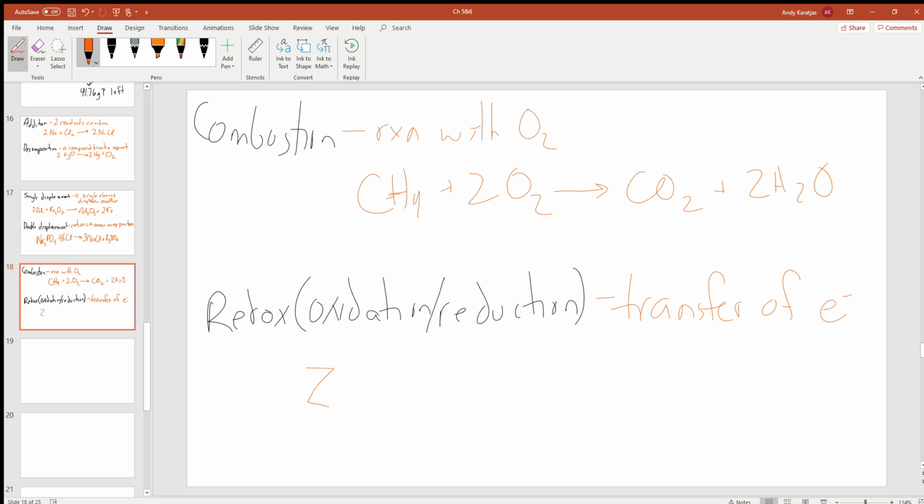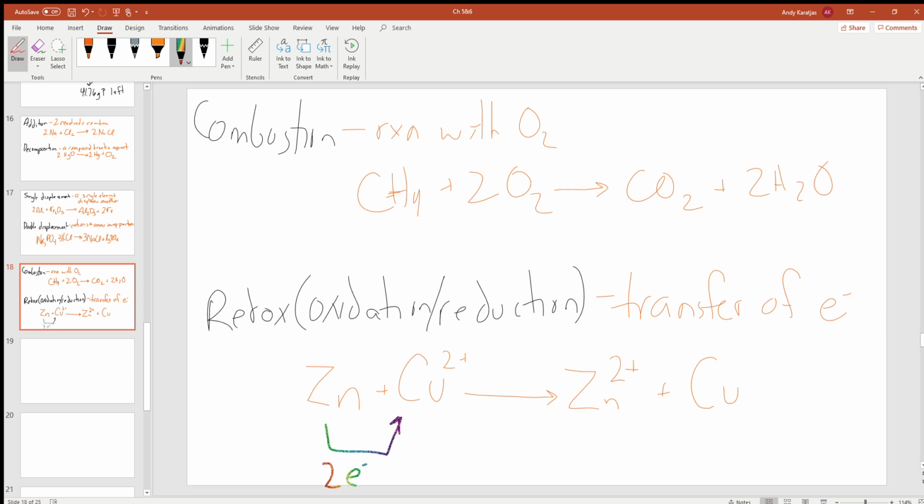Redox, these are something we'll get to in our very last chapter, chapter 14. But here we're going to see that electrons actually move. So zinc might react with copper 2+, and the zinc is going to give up 2 electrons. So it becomes zinc 2+ when it was neutral. And it's giving those electrons to the copper. So the copper was positively charged, it becomes neutral. So you can see here, the zinc gave 2 electrons to copper.